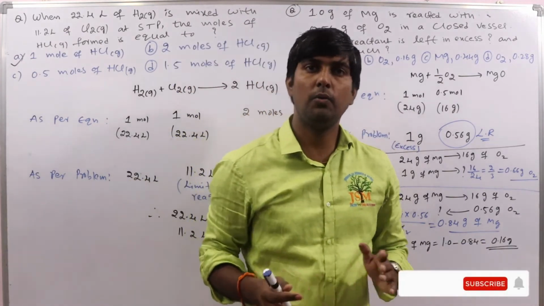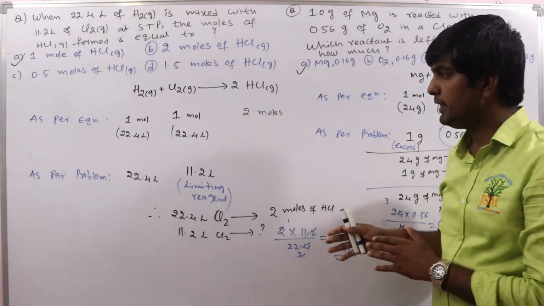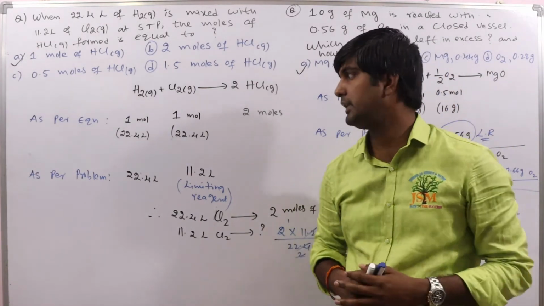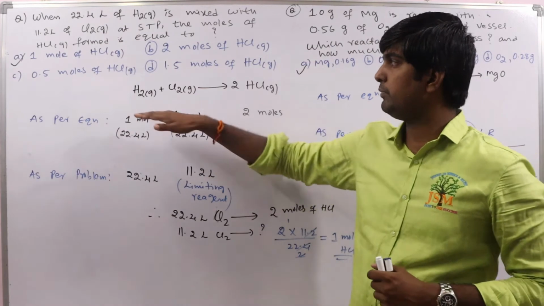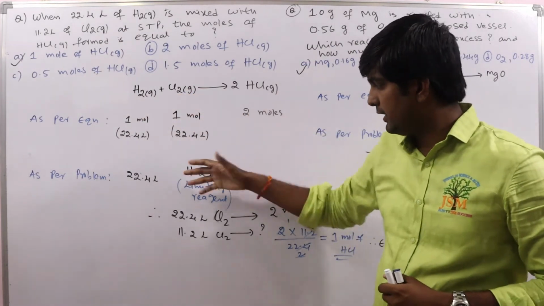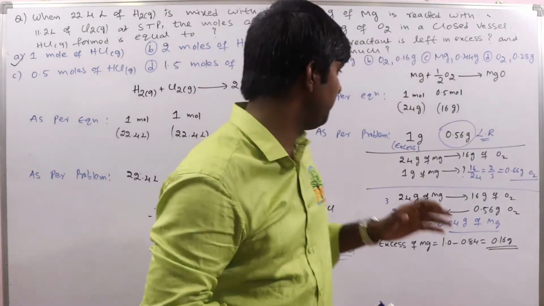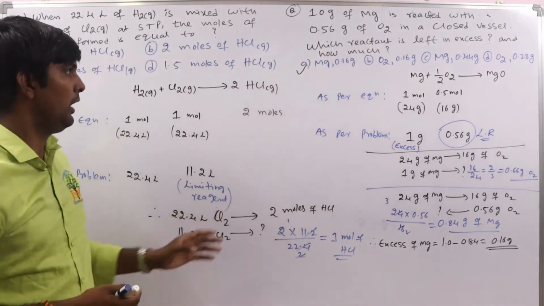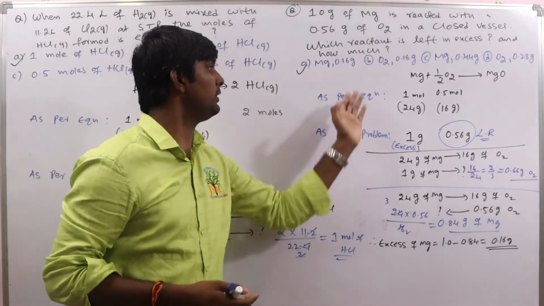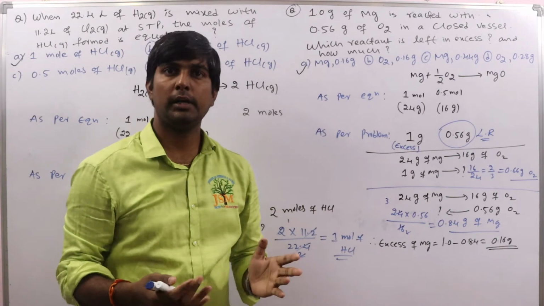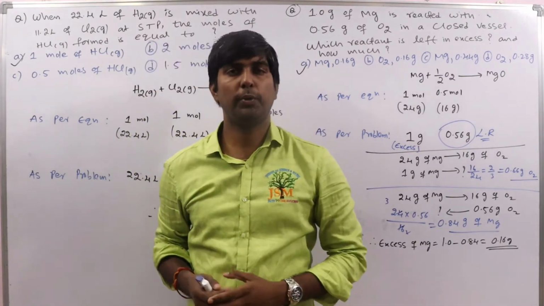So this is how we can solve limiting reagent problems very easily. The only thing is you should be able to write it in this way, then we get the answer easily. Everywhere it is the same procedure, according to the equation and according to the given problem. Clear? Let us see two more problems.